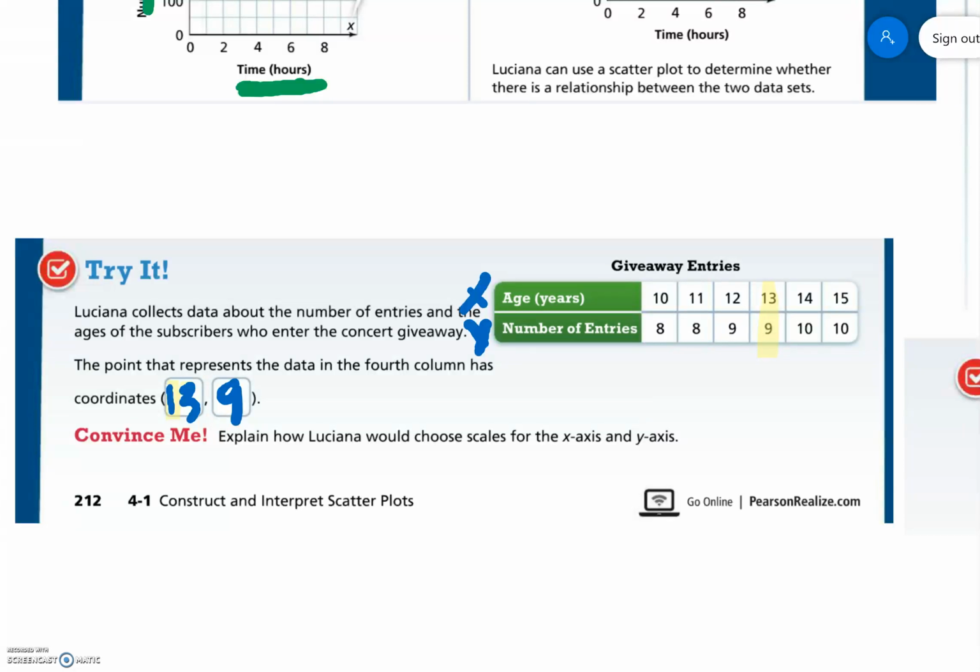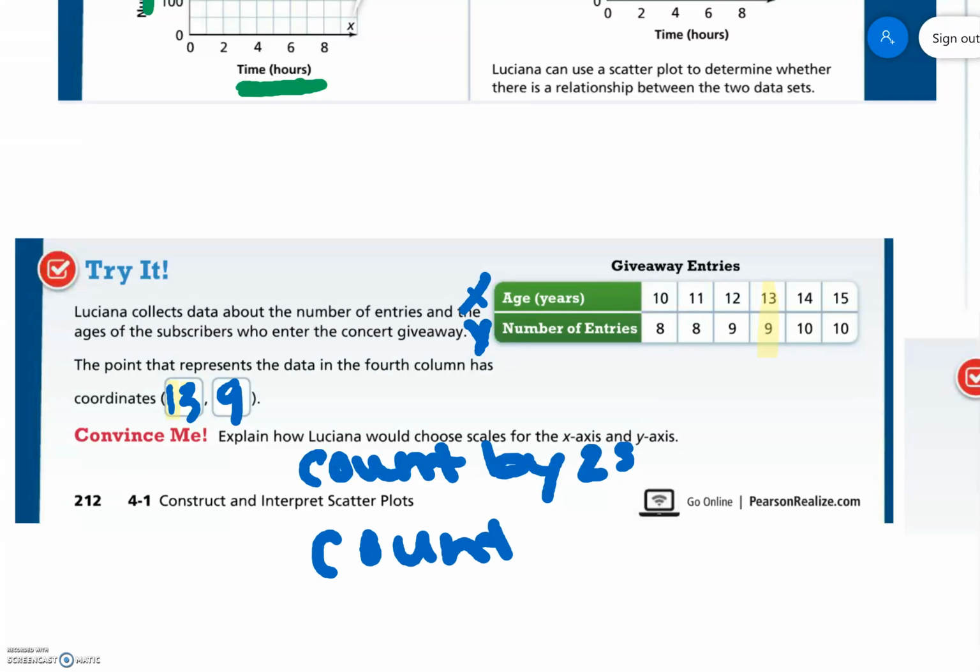So explain how Luciana would choose scales for the x-axis and y-axis. We can see that our x's are just between 10 and 15. So I would say she could count by 2s. And the number of entries is 8, 9, and 10. She could count by 1s.